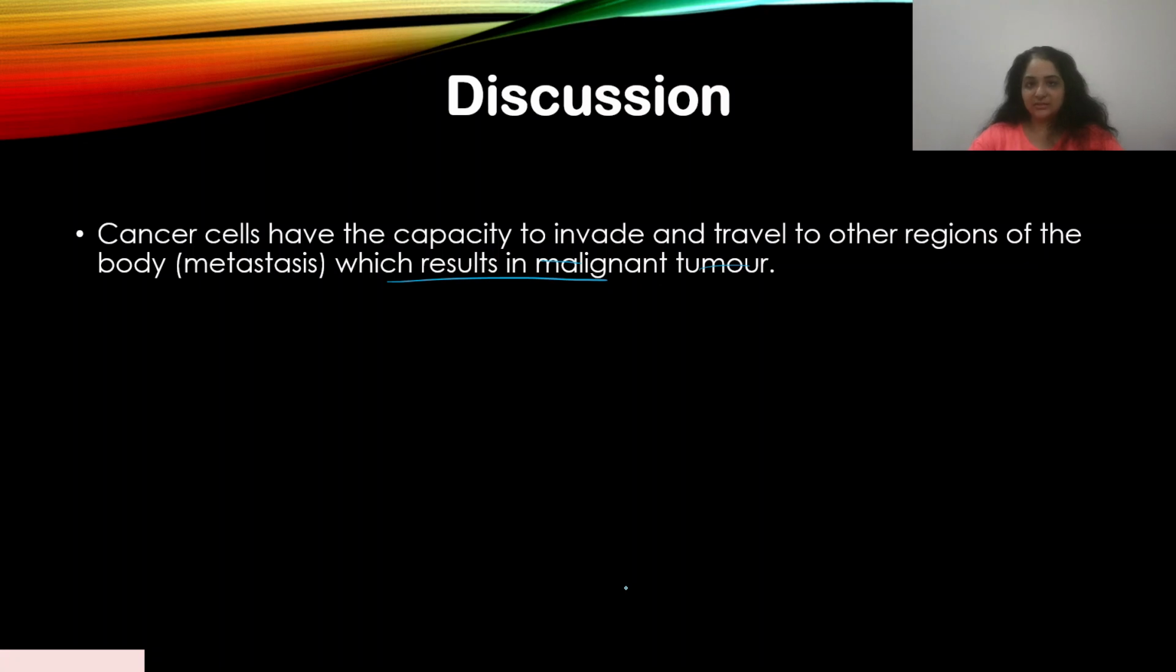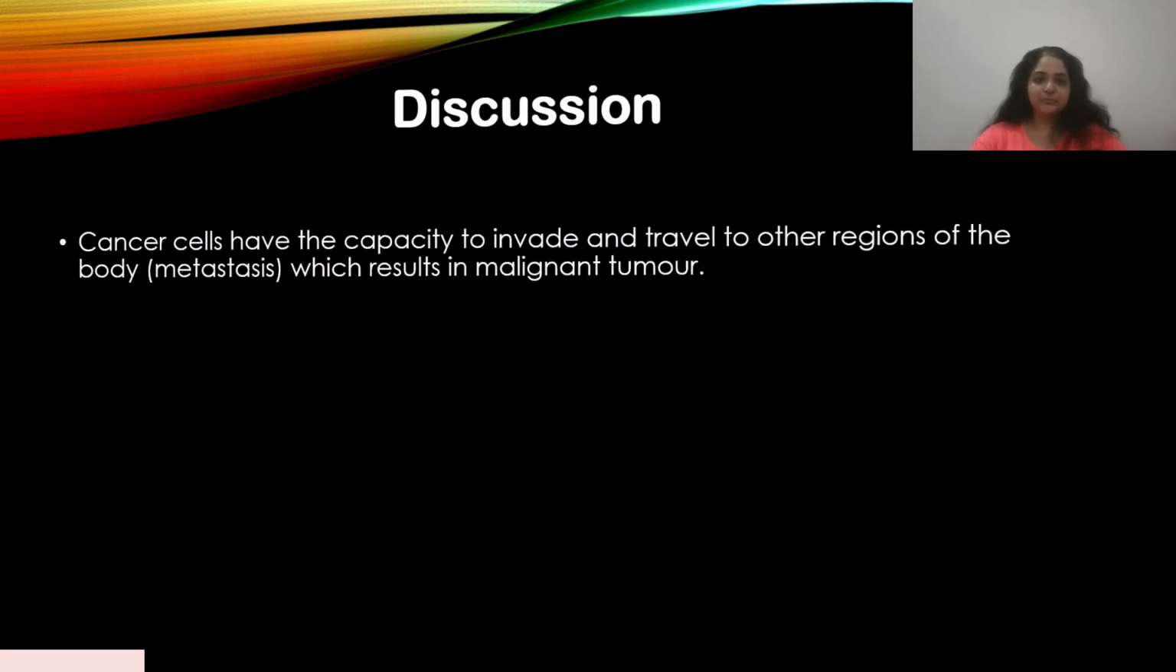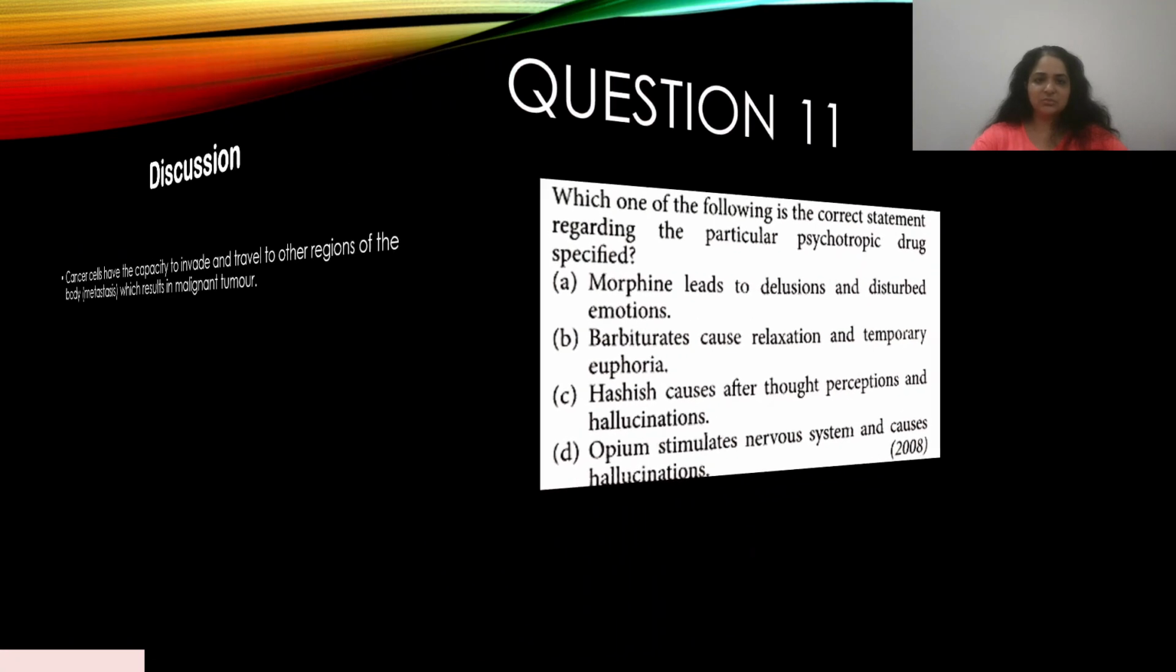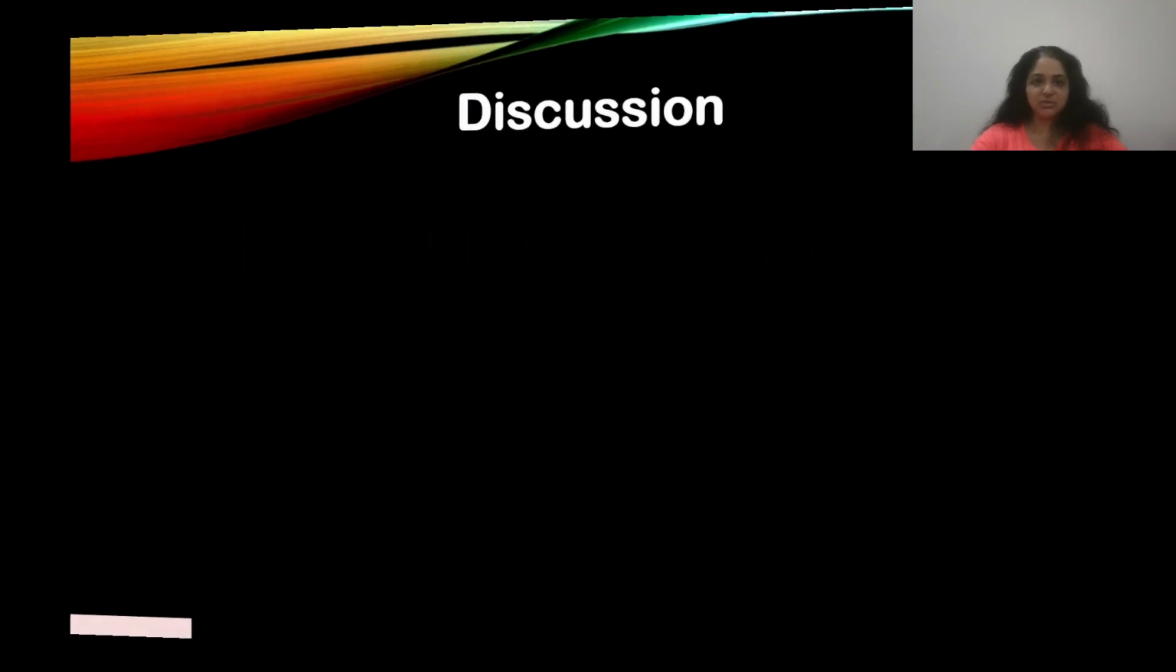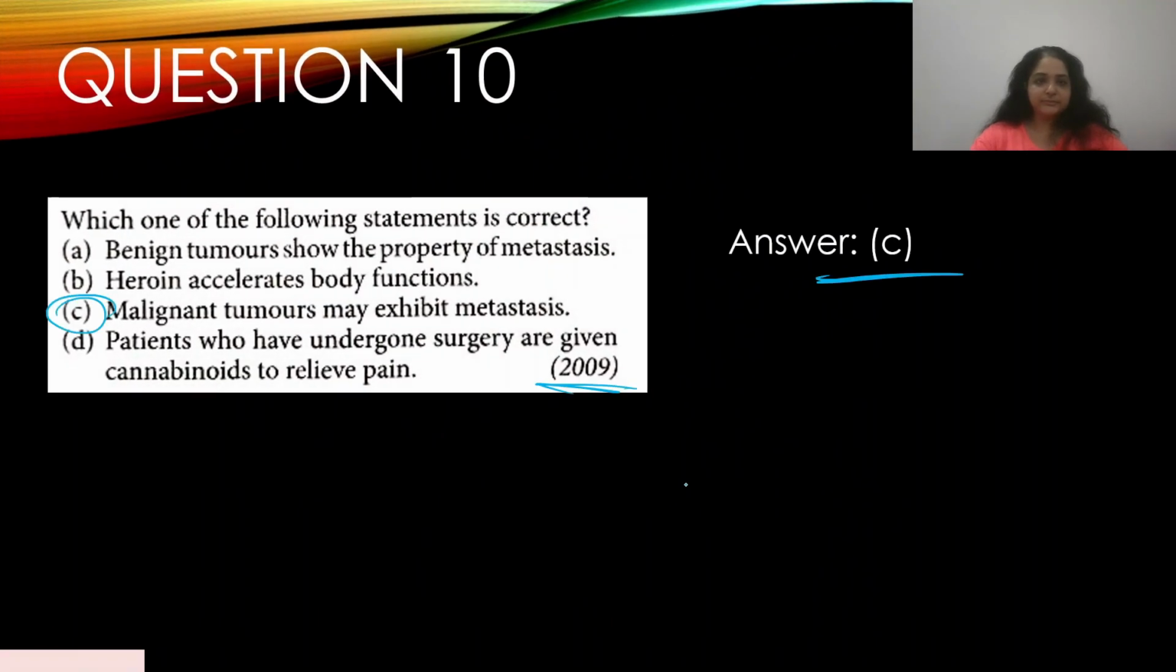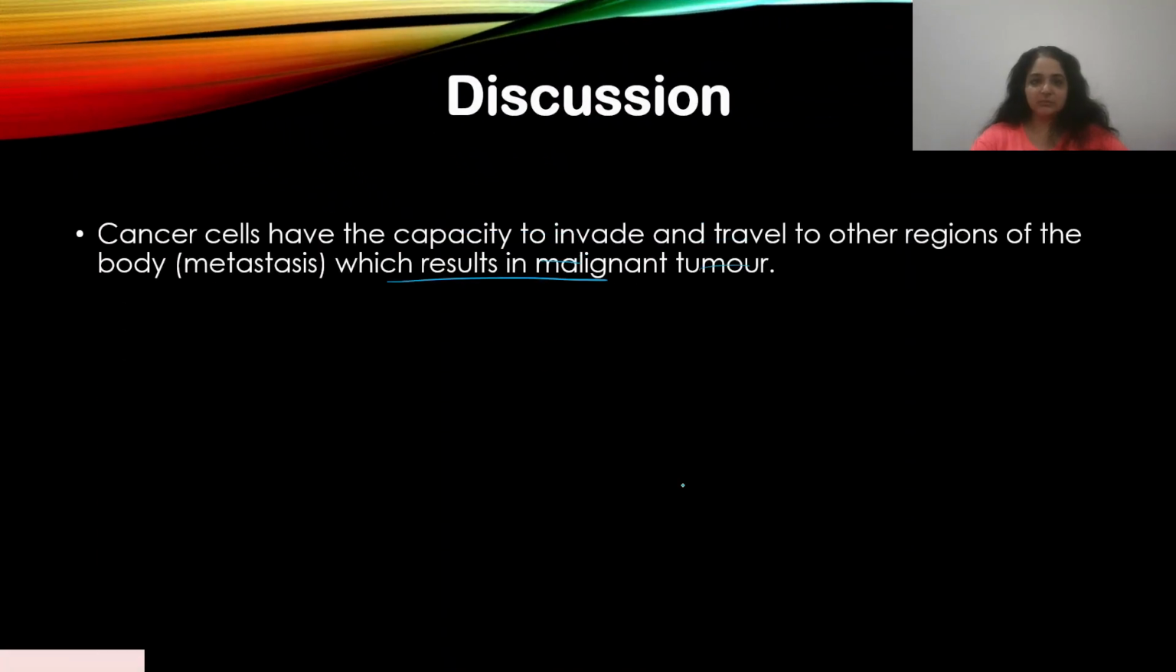So that's called a malignant tumor, and this capacity to invade and to move to other parts of the body is called metastasis. That's seen in malignant tumors. So I guess that was the appropriate answer for this question. Question number 10 is answered. We can move on then.